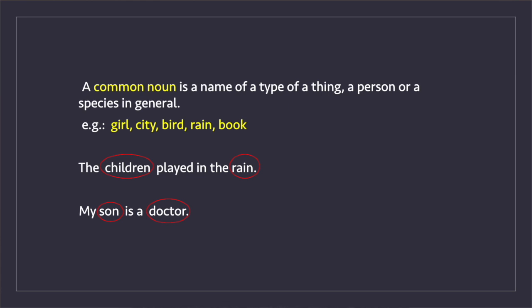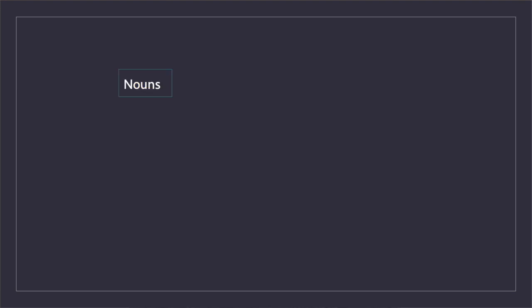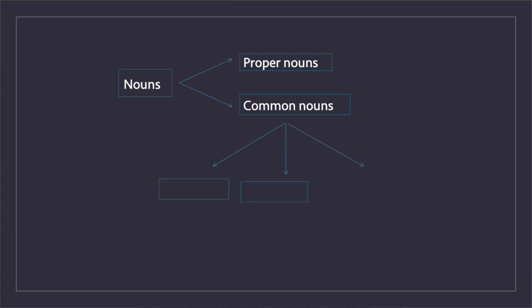Now it's time for a quick recap. You already know that nouns are classified as proper nouns and common nouns. But you know, the common nouns can again be divided into three categories, which are concrete nouns, abstract nouns, and collective nouns. So now we are going to focus on the first category, which is concrete nouns.